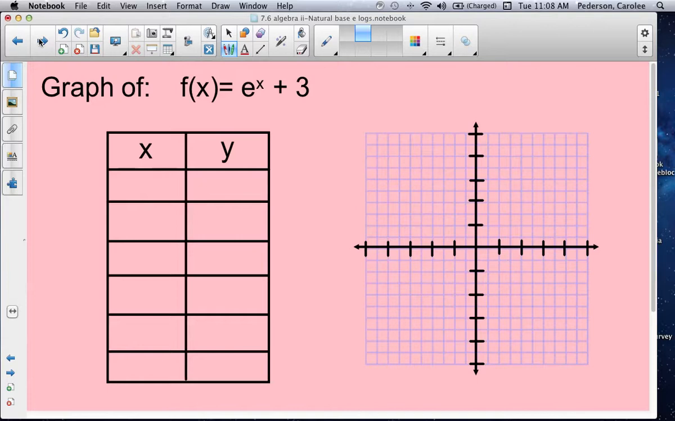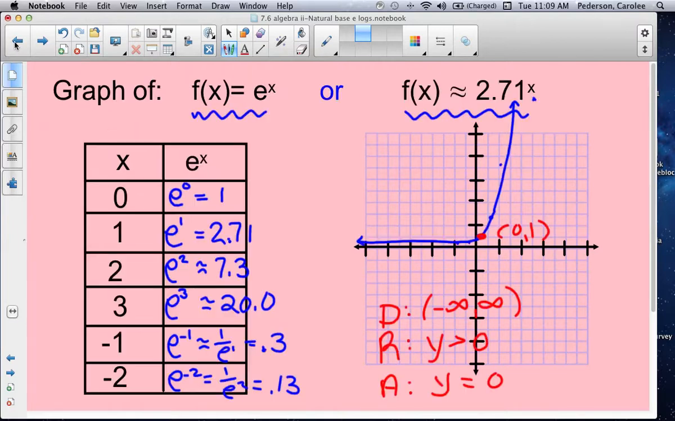Now let's go ahead and graph with a transformation. So we have f of x equals e to the x, and then if you remember, what happens when you add 3 to the end of the function? What it does is it moves every ordered pair up 3 units. So if we go back to this previous slide, if we just focus on these 3 ordered pairs right here, one ordered pair is 0, 1, the next ordered pair is 1, 2.7, and then 2, 7.3. If we shift each of those blue ordered pairs up 3 units, where would we be?